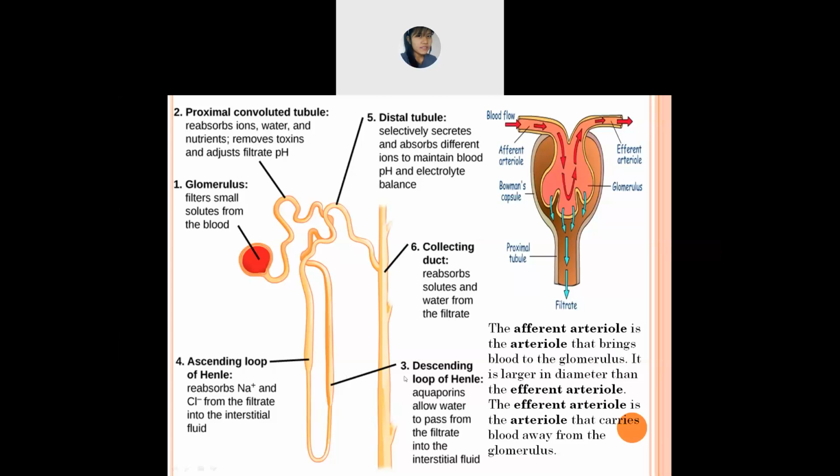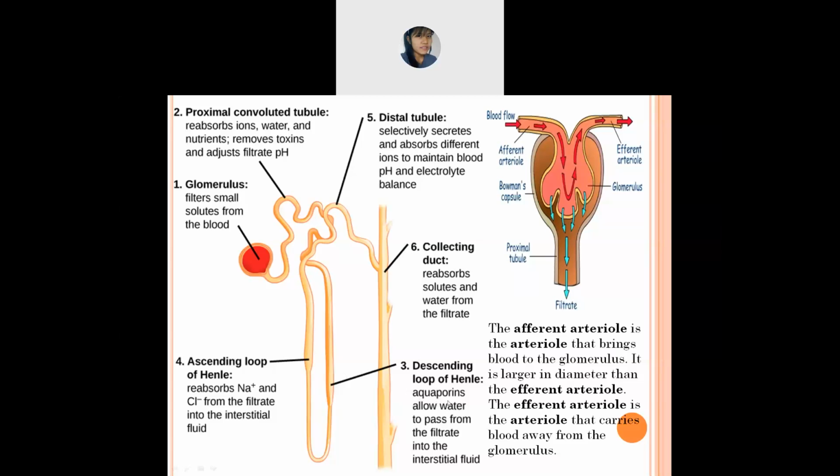Okay, did you understand descending loop of Henle? What happens in the descending loop of Henle? Did you understand what in descending loop of Henle what happens?